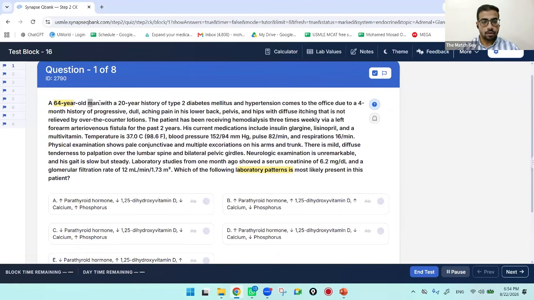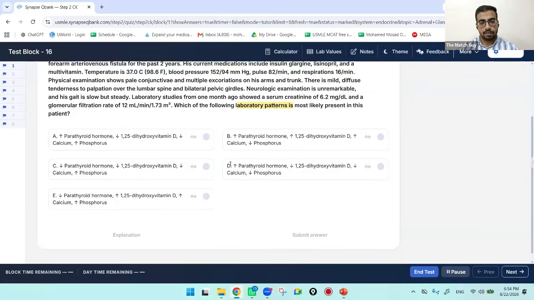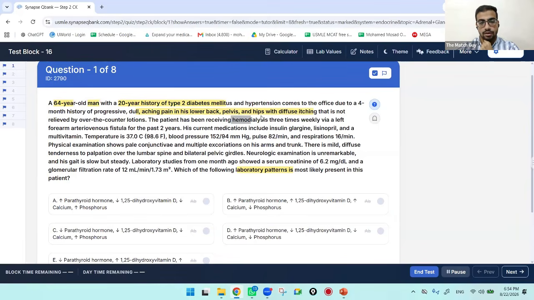A 64-year-old man with a 20-year history of diabetes and hypertension comes to the office due to a 4-month history of progressive dull aching pain in his lower back, pelvis, and hips with diffuse itching. Okay. So bone pain, what am I thinking now? I'm always trying to flow down a funnel, limiting diagnoses in my mind. Back pain and calcium problems, okay, maybe increased PTH. Let's move on. Hemodialysis, very important keyword: end-stage kidney disease patient.